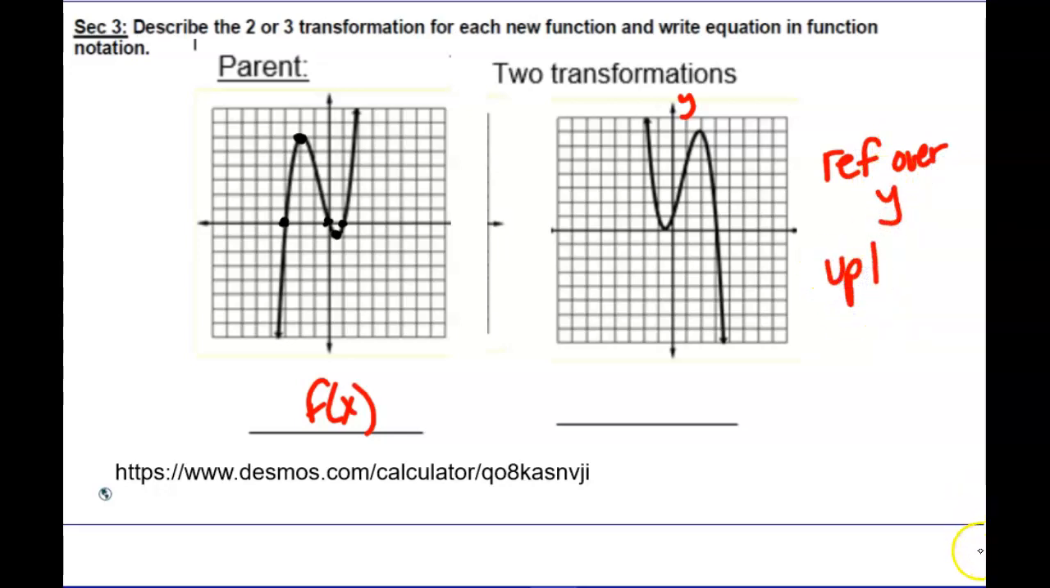Okay, how are we going to write that? Reflect over y, does that go out front or inside? Inside. So we'd have a negative x inside, and then an up one goes where? Outside on the back. So let's see if we did it right.